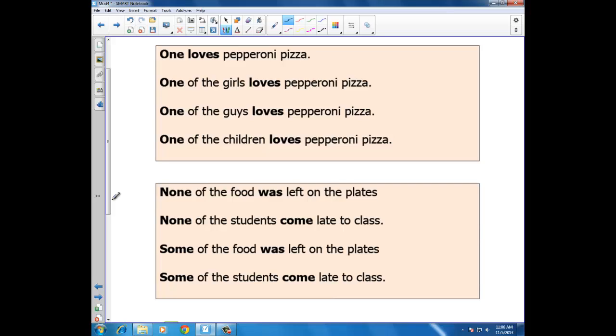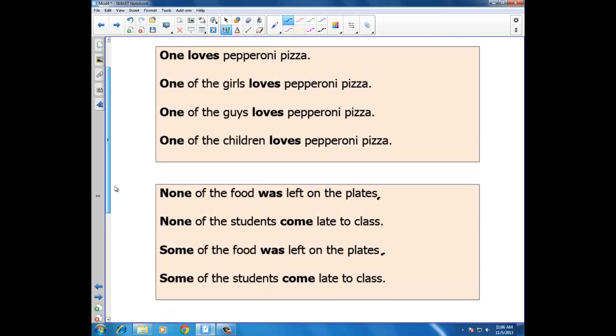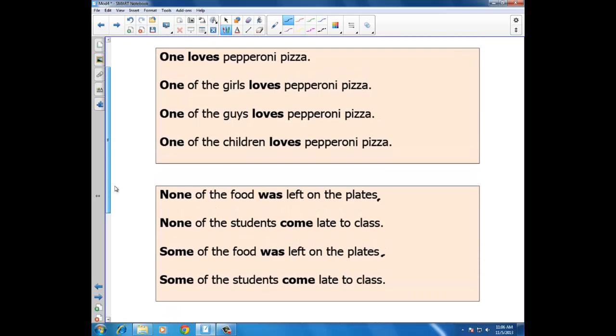None of the food was left on the plates. None of the students come late to class. Some of the food was left on the plates. Some of the students come late to class. If you have trouble with none or some, substitute no for none of the, or omit the words of the following the word some. No food was left on the plates. No students come late to class. Some food was left on the plates. Some students come late to class.